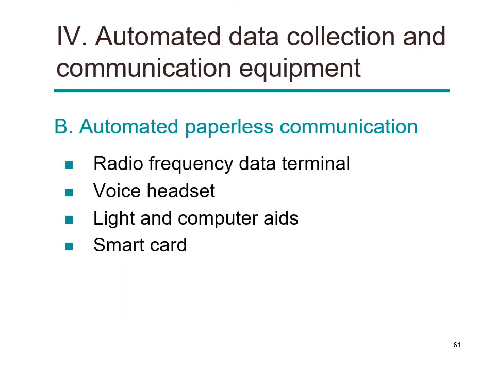Communication is also very important in material handling, and there are several automated communication mechanisms which do not require papers. Most important of these are radio frequency data terminals, RF terminals, voice headsets, light and computer aids, and smart cards. And in order to facilitate material handling, for example, in a warehouse to collect the correct items, and to identify if the item is collected or not, or to instruct an operator to collect an item if the operator is already in the field, then you may need such communication equipment.